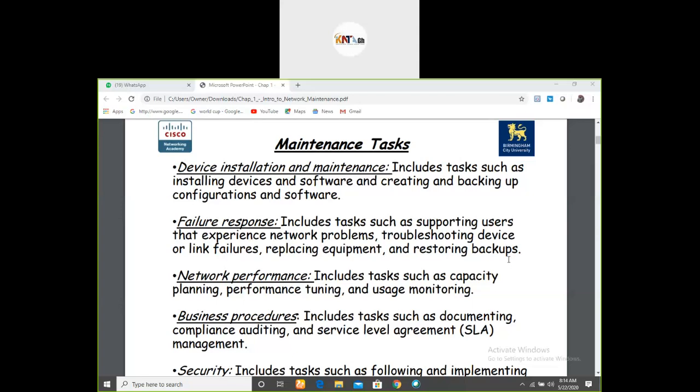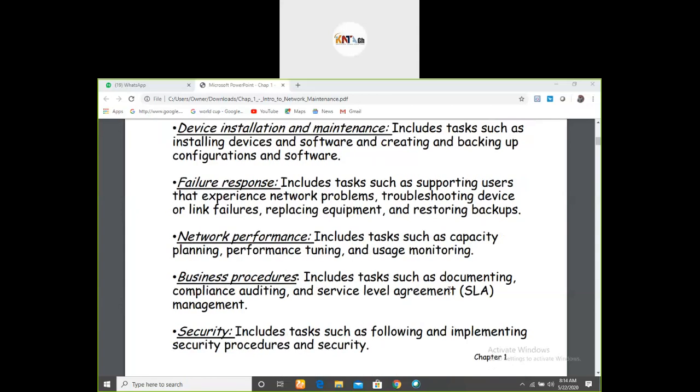Now, business procedures. Another task includes documentation. We know that in networking, documentation is one salient part or one very crucial task that must be performed to make sure that everything is up to date, and then you always have information on frequently asked questions. And then compliance auditing. Who is coming to which area of the network, and which area is being used by who? If it's the accounts department, if it's the finance department, who has the authority? Who has to go in? Who has to come in?